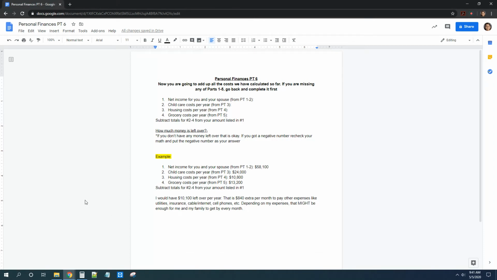Good morning, seventh grade. For the last part of our personal finance activity, you are just going to be taking your totals from each part and then subtracting your costs from your salary to see how much money you have extra every month. So you're going to have to go back to the different parts 1 through 5, and pull your totals from each part.